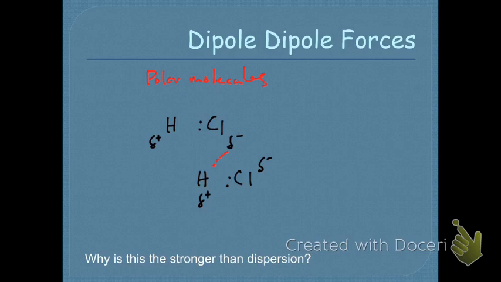So this IMF here is a little more stable and a little stronger. Why? Because these are permanent. It's not like those electrons will move back towards the hydrogen. Those electrons will stay close to chlorine. Why? Because chlorine's more electronegative, and so you'll get attraction going on here between the hydrogen and chlorine, and that's what holds them together.